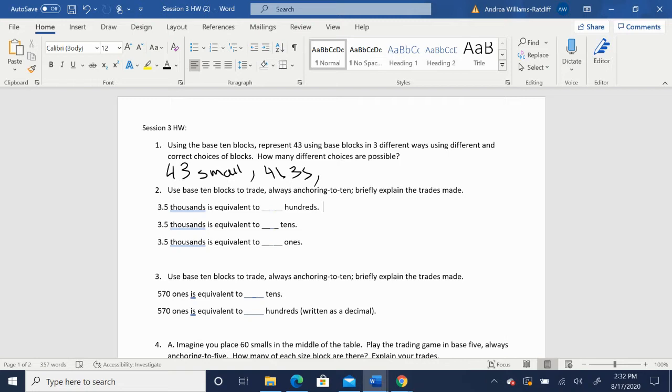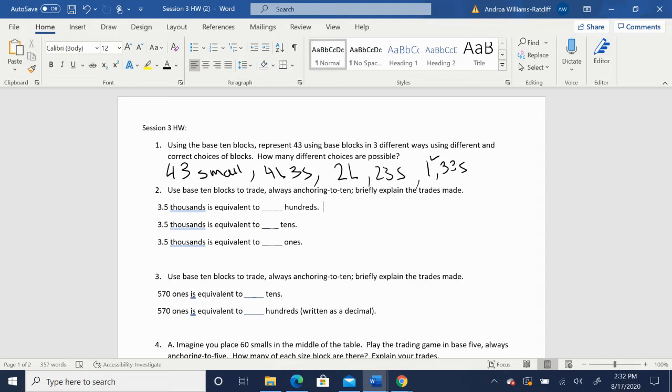That would work. How many other choices are there? Any combination of longs and smalls that would add up to 43. For example, you could have 2 longs and 23 smalls, or 1 long and 33 smalls. Any combination that sums to 43 would be a different way of using base 10 blocks to show a value of 43.